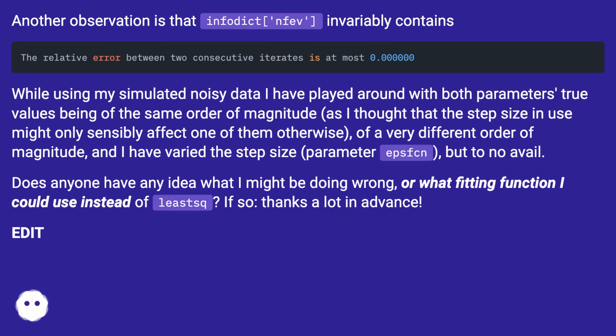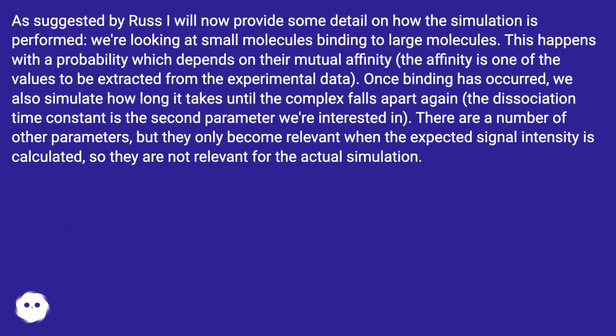Edit. As suggested by Russ, I will now provide some detail on how the simulation is performed. We're looking at small molecules binding to large molecules. This happens with a probability which depends on their mutual affinity. The affinity is one of the values to be extracted from the experimental data. Once binding has occurred, we also simulate how long it takes until the complex falls apart again. The dissociation time constant is the second parameter we're interested in. There are a number of other parameters, but they only become relevant when the expected signal intensity is calculated, so they are not relevant for the actual simulation.